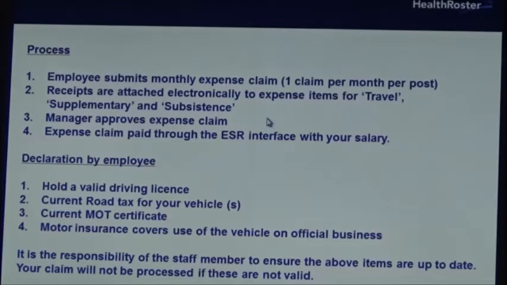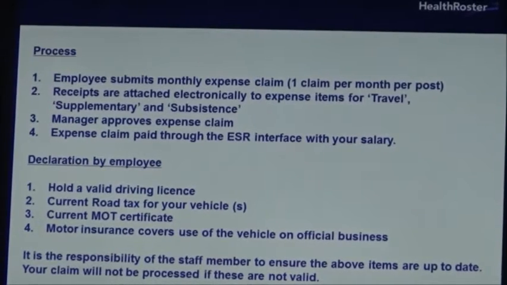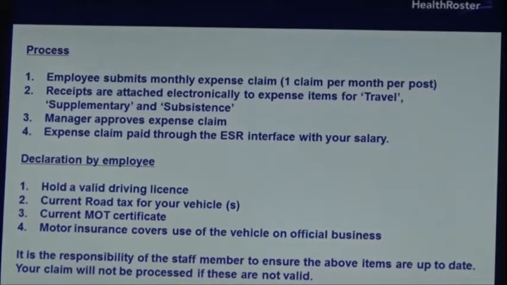Okay. Right, the current versus the revised process. We're moving from a paper process to electronic. The employee will submit one monthly expense claim. If you have a substantive post and a bank post, you will be submitting two claims per month. This is no different to how you would normally claim. Receipts will be attached electronically to your expense claim for the categories travel, supplementary and subsistence.